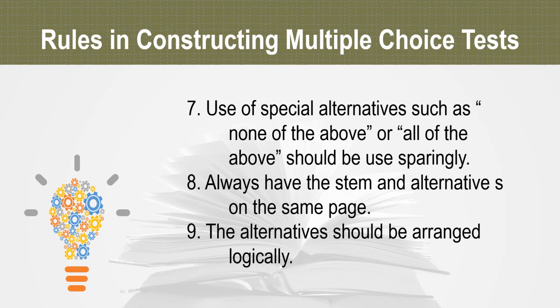Rule number nine, the alternatives should be arranged logically, meaning to say, if in item number one you arrange the options horizontally, then all throughout the rest of the items they must also be arranged horizontally, because sometimes students tend to get confused in terms of the options. For instance, for item number one you arrange it horizontally, and then for item number two you arrange it vertically. For instance, a student really meant to answer letter A, however, because of the illogical arrangement of the options, he or she answered letter B. So yeah, we need to avoid this one.